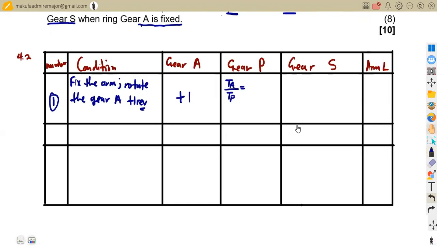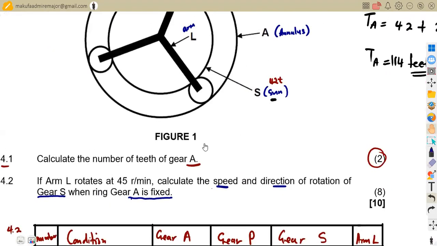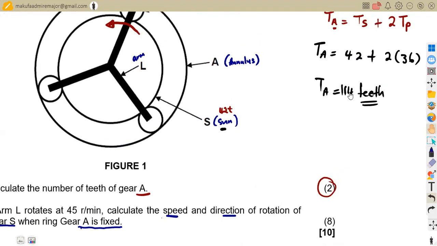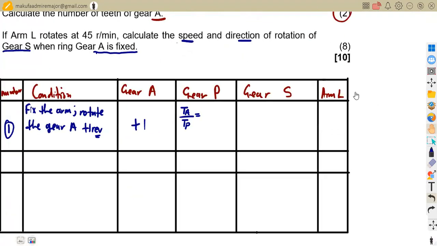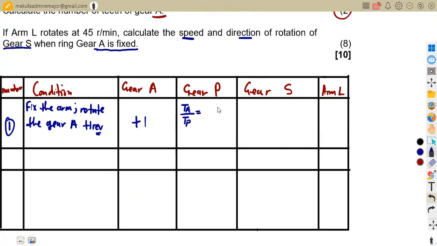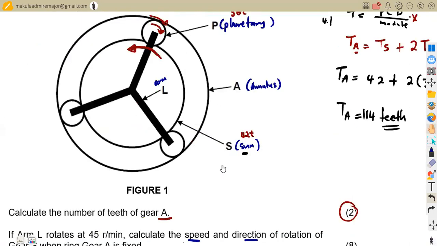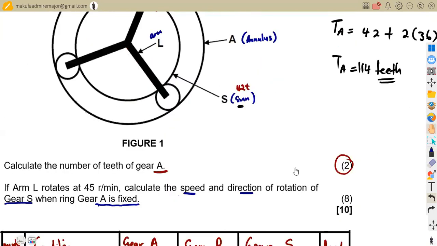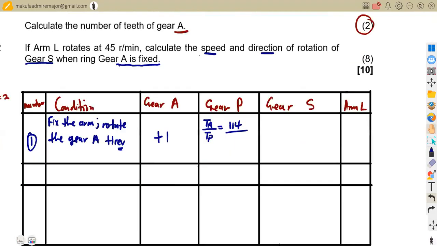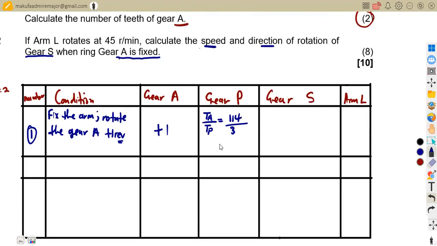So that is going to be the number of teeth on A. Remember, the teeth on A is the one that we calculated. All right, we calculated, we got 114. So it's going to be 114 over the one for the planetary P. We are also given P is 36. There are 36 of them there. So we're going to divide by 36. All right, so that is going to give us a decimal of 3.167. All right, what about the sun gear?